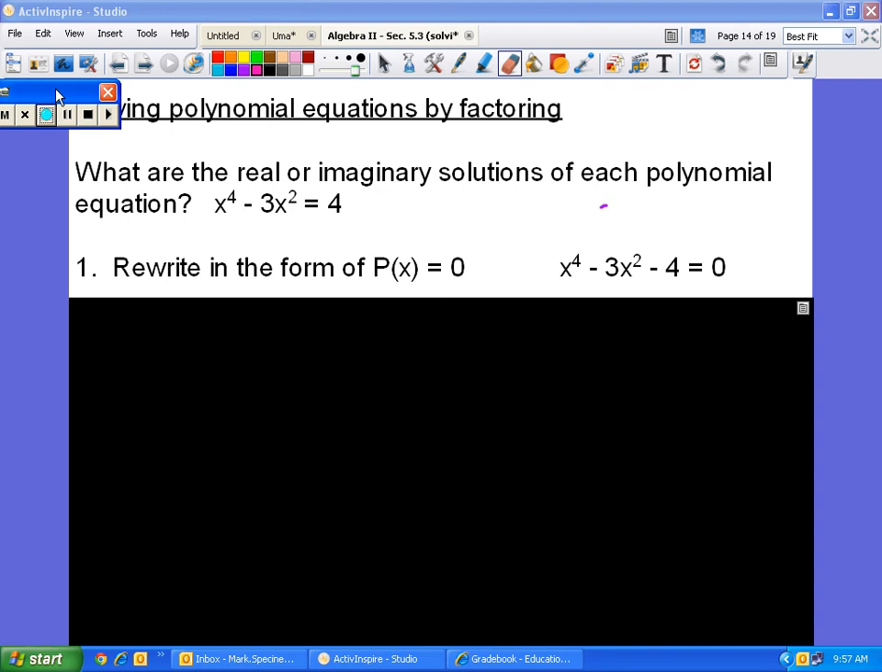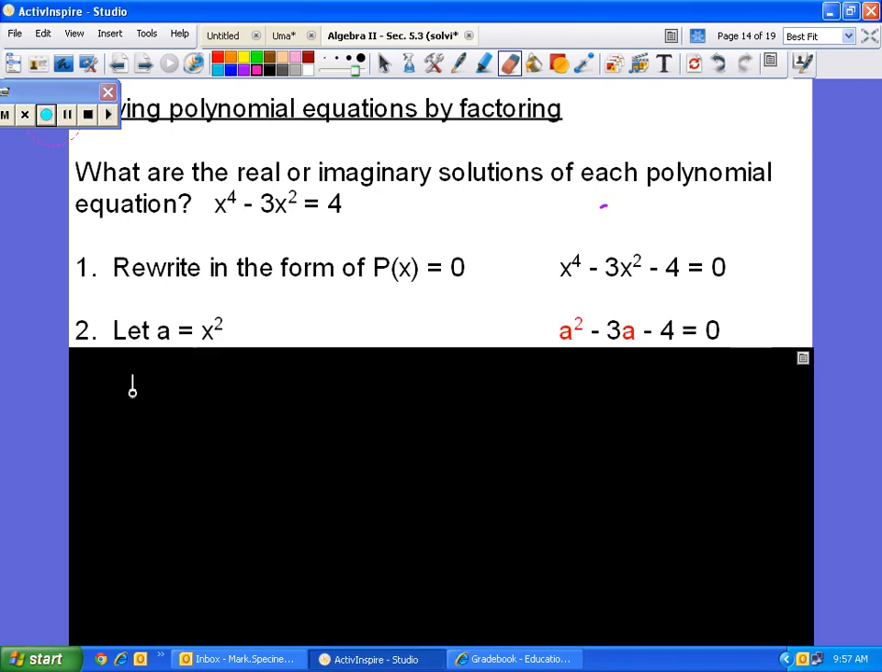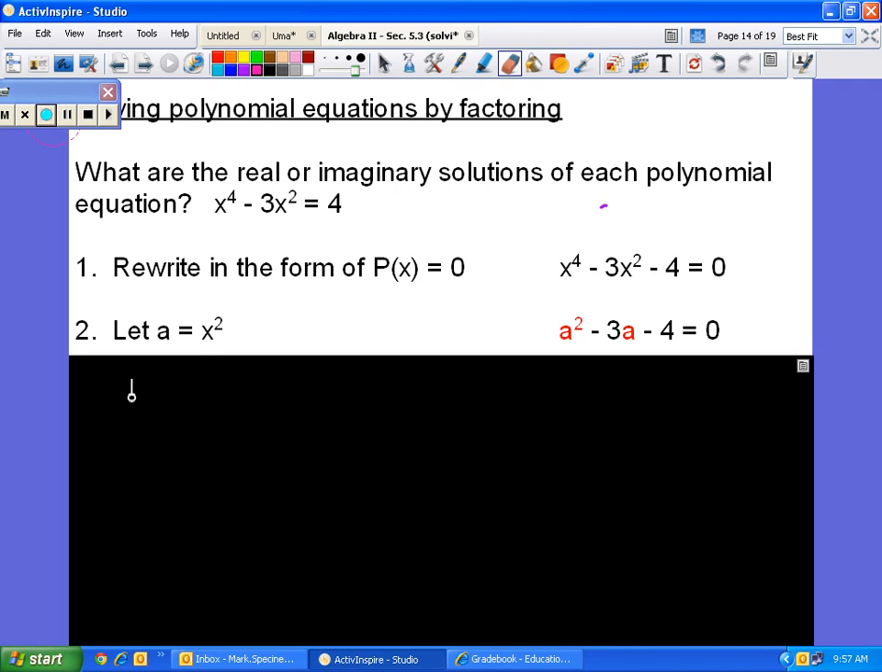Me too. Okay, so we have to come up with another way to do this. And the way that we're going to do it is we're going to fool the problem into thinking we have a quadratic equation.